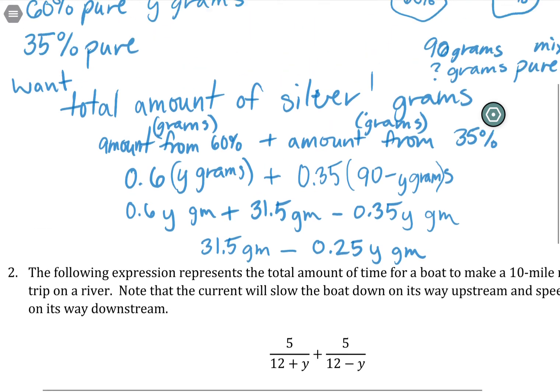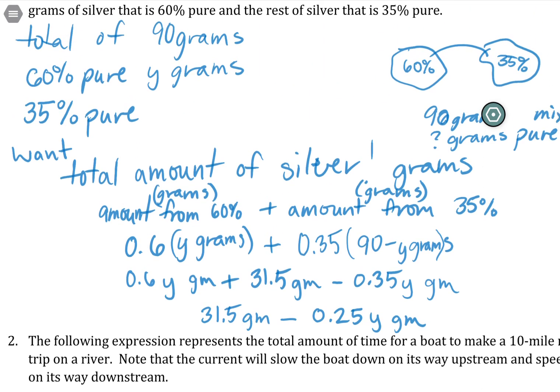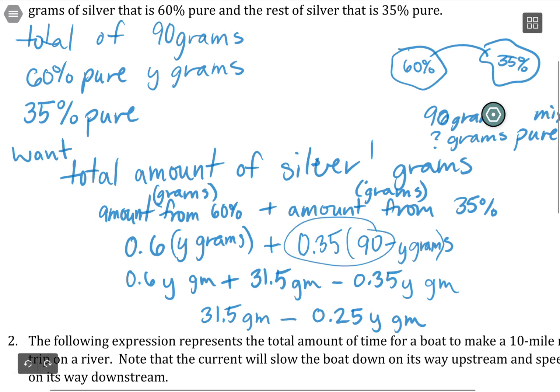Let's think about in this one what the 31.5 means. I think what we're getting is that if it was all 35% pure, there would be 31.5 grams of pure silver. It's not, some of it is 60% pure, so there's an additional 0.25 Y grams of pure silver because of that 60% part of the mixture. So that's what we're getting there.